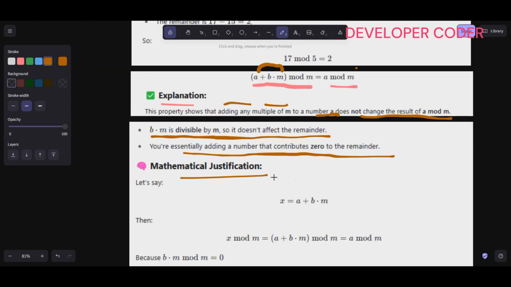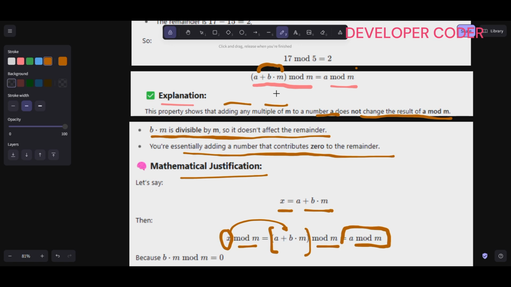So the mathematical justification: x is equal to a plus b dot m. On both sides, if you add mod m, then this is going to become a mod m. Let's suppose your x value is a plus b dot m. You place this x value here: a plus b dot m mod m, which is nothing but a mod m.